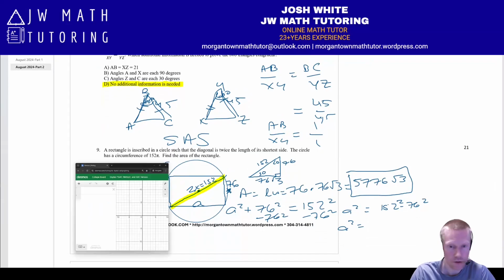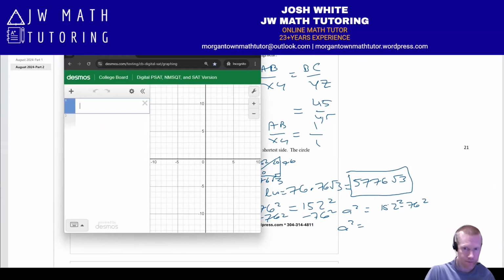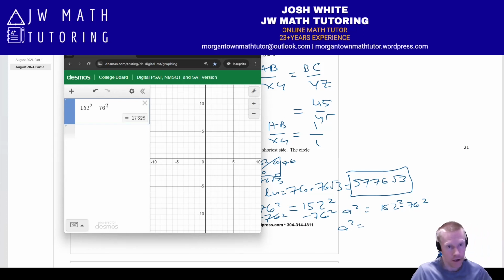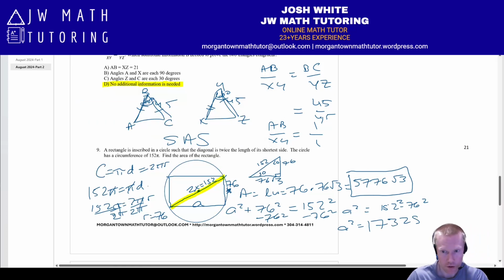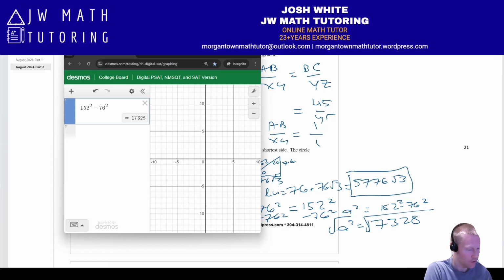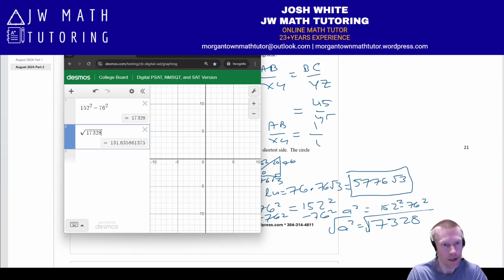Okay, so now if we go to Desmos, first of all, you could do 152 squared minus 76 squared. It's just 17,328, and then the value for A is just going to be the square root of that. So what I would do is put parentheses here and type in the square root. Oh, it's not going to allow you to do that. All right, so we'll just go to the next line. Okay, so there's the value of A.